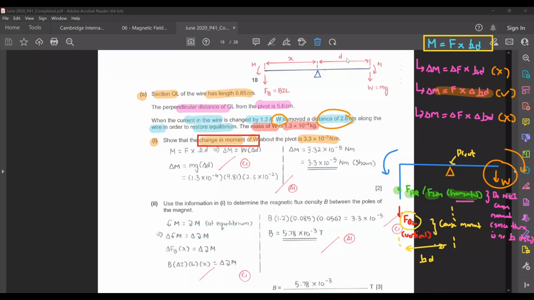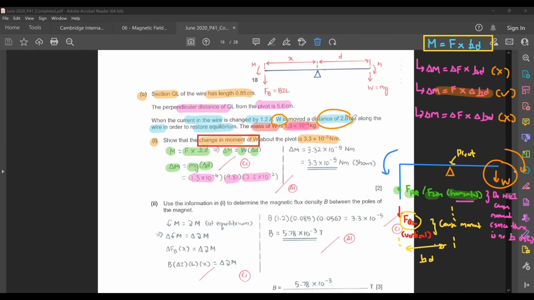So if you now look at the workings, I already wrote here moment is force times perpendicular distance, such that the change in moment is actually just the weight times the change in perpendicular distance. So now my change in moment is my weight mg multiplied with the change in perpendicular distance. The mass of the weight used was 1.3 times 10 power minus 4 multiplied with the gravitational acceleration, and then multiply with the change in distance of 2.6 centimeter.